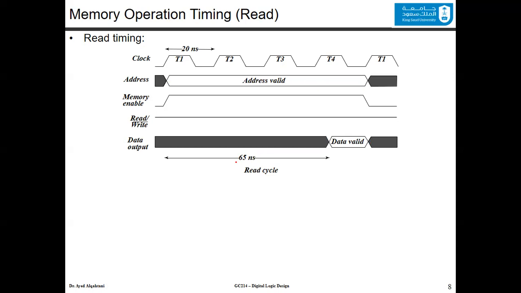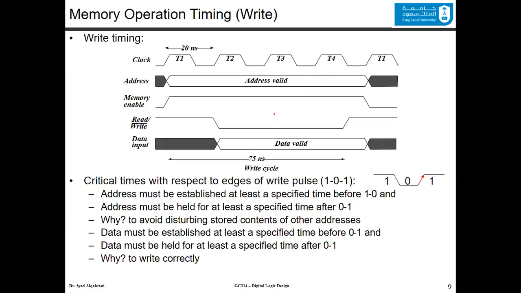Let's go to the write and notice what happens in the control signal. In the read, it has 1. In the write, it has a 0. During this time, the write operation happens. Again, we have 20 nanoseconds and 4 clock cycles. The address is valid throughout the 4 cycles. The memory enable also is valid.